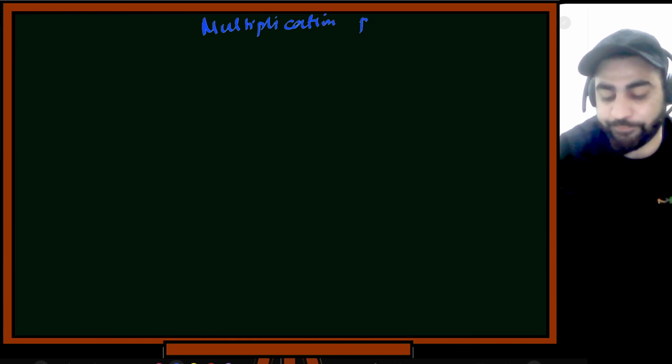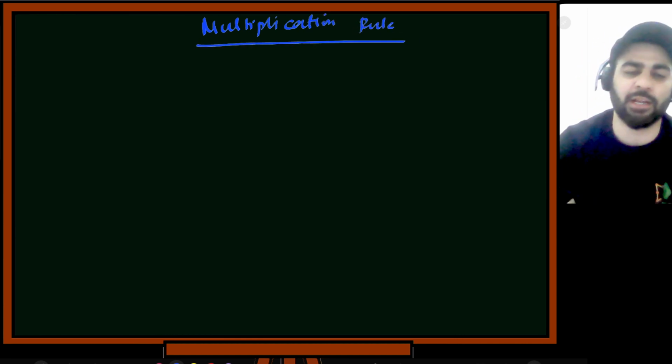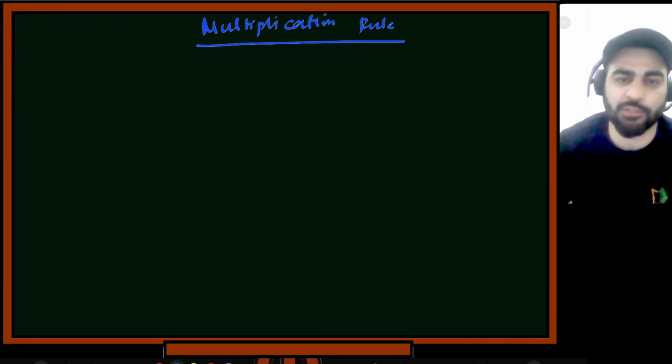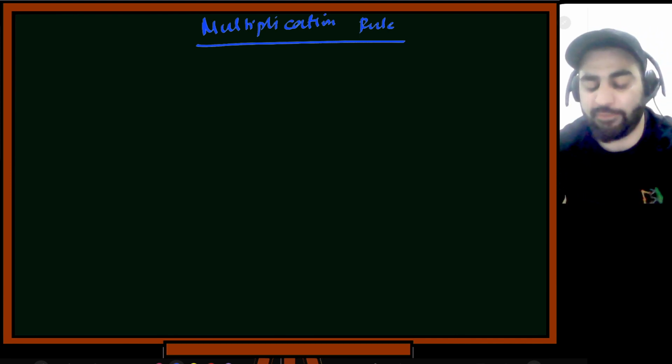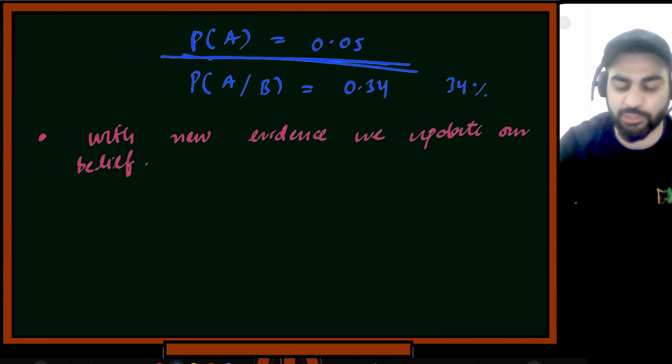Multiplication rule. So what is this? This actually comes from the conditional probability that we just saw. We'll see what this multiplication rule is. I even used it when we were solving this question. So what is this rule?